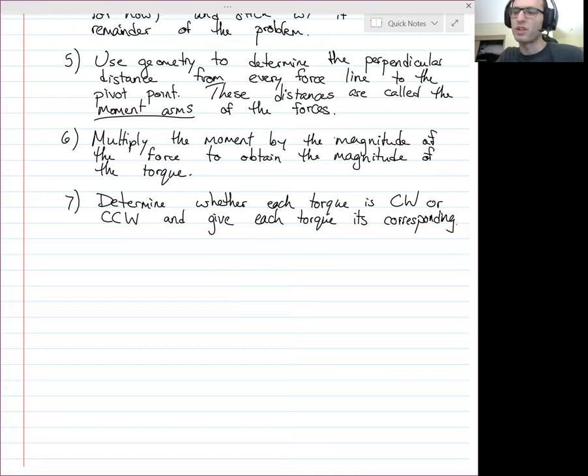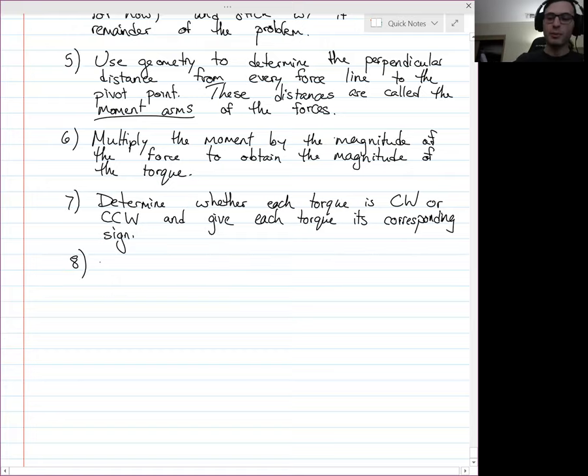Can one force have components that cause both clockwise and... no, it cannot. Well, okay, yes, a force can have components that cause both clockwise and counterclockwise torque, but a single force will either do clockwise or counterclockwise. But you can always break up a force into components.